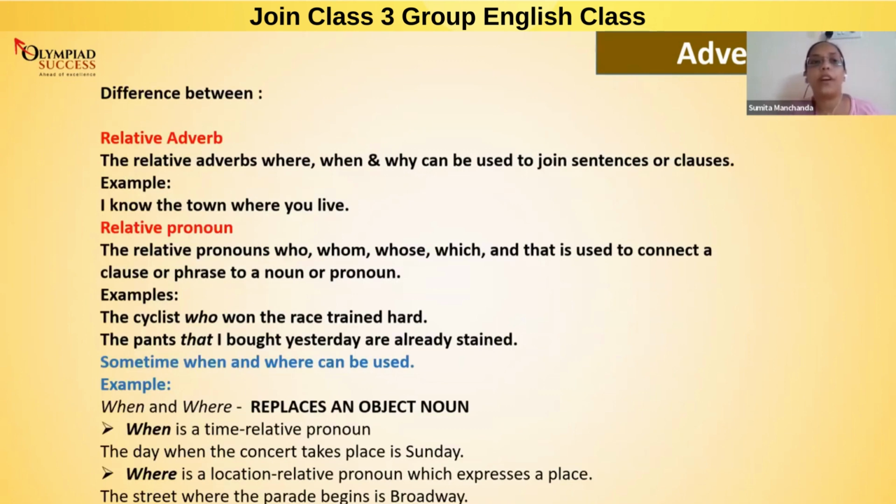Now the difference between relative adverb and relative pronoun. Relative means when we are using these words in the middle of the sentence, like when, where, why. The relative adverbs where, when, and why can be used to join sentences or clauses. Example, I know the town where you live. Now see over here, again, both are relative. Remember one thing, relative is the one which is always used in the middle of the sentence.